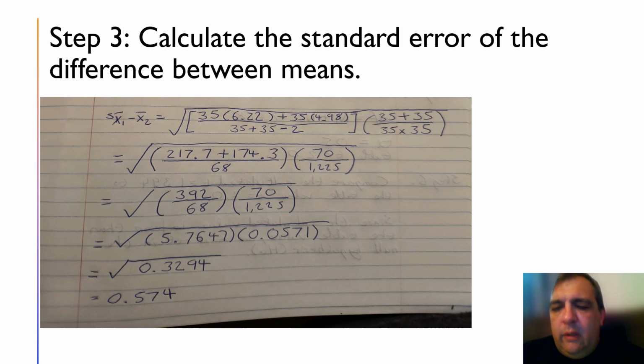1,225, which gives us 5.7647 multiplied by 0.0571. And multiplying those together, we end up with 0.3294. Taking the square root of that, we have a value of 0.574, which is the standard error of the difference between means for this problem.